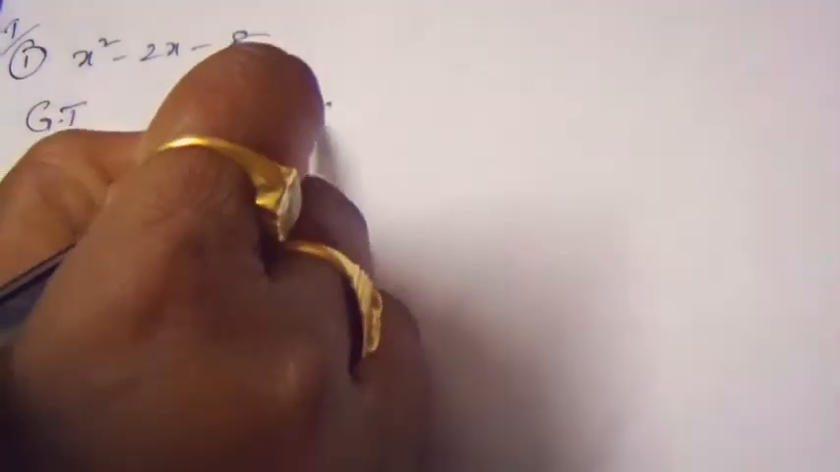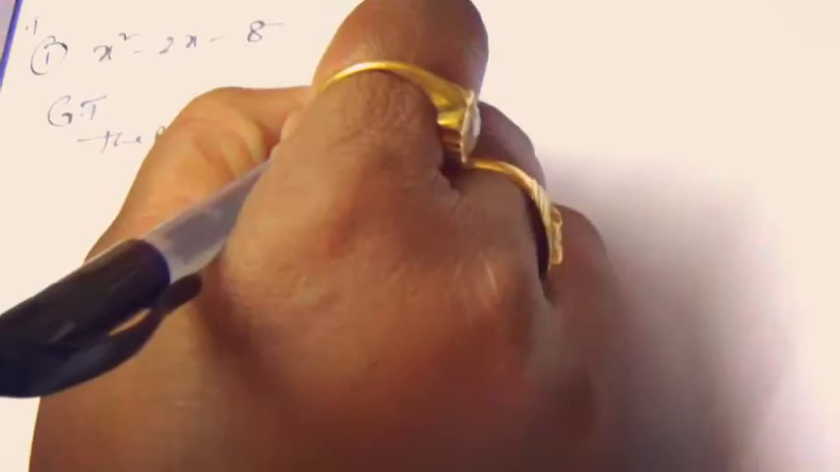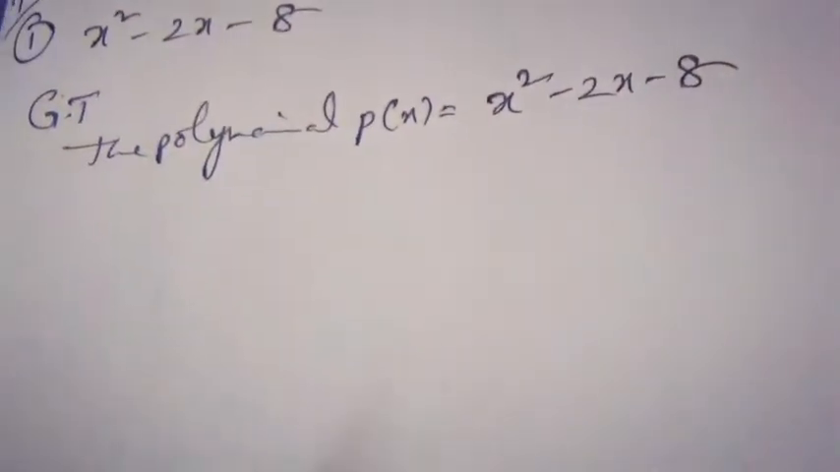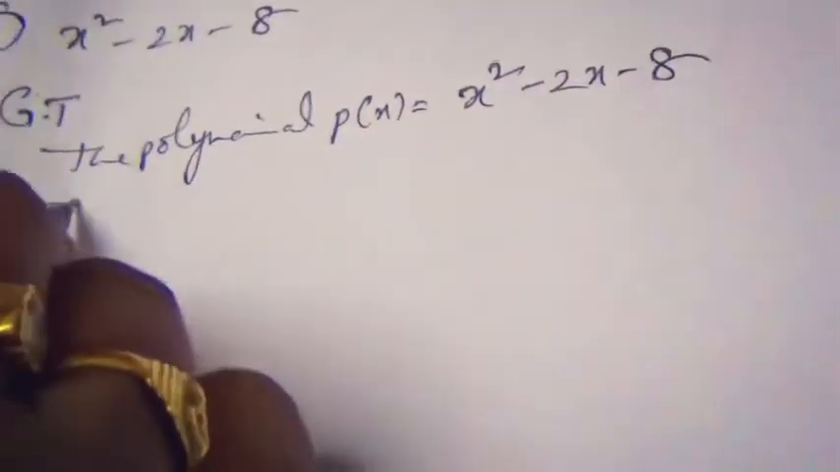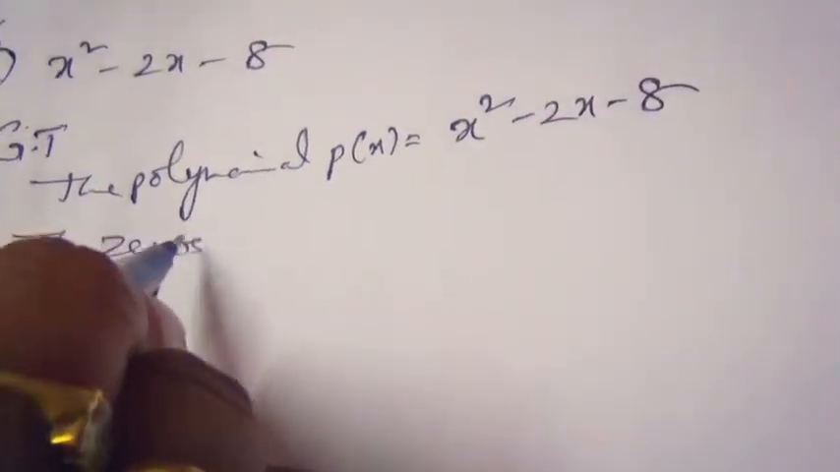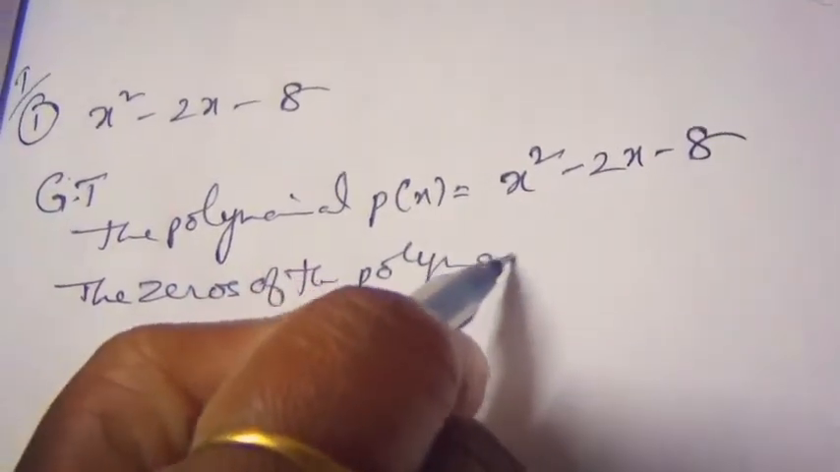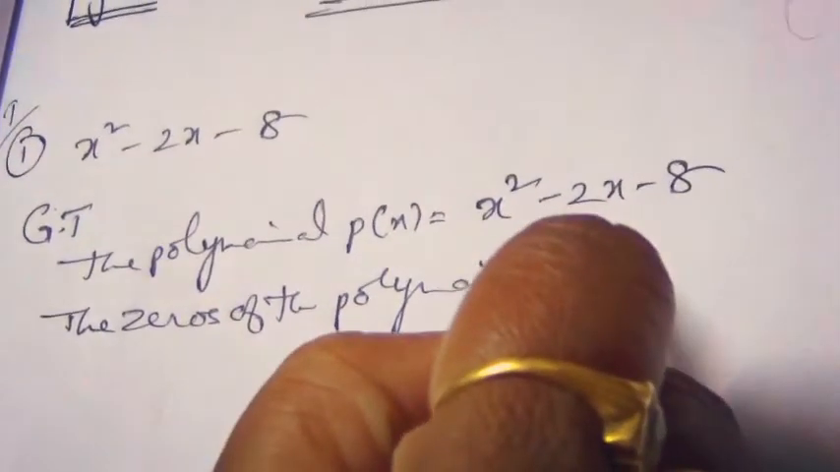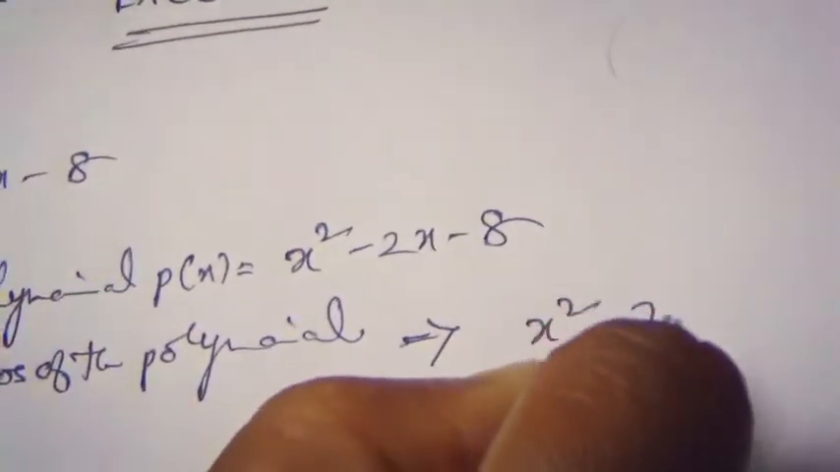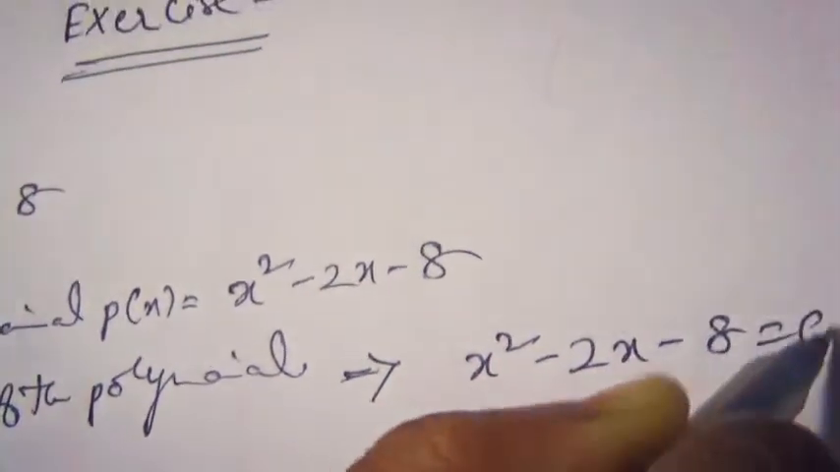Okay, look here. The given polynomial is p of x is equal to x square minus 2x minus 8. So the zeros of the polynomial we have to find now. Zeros of the polynomial implies x square minus 2x minus 8 is equal to 0.